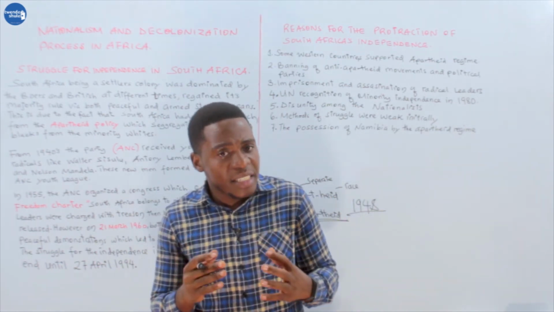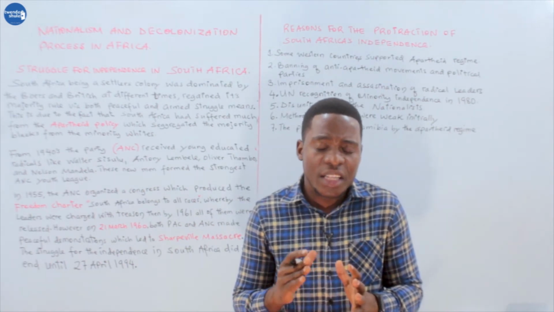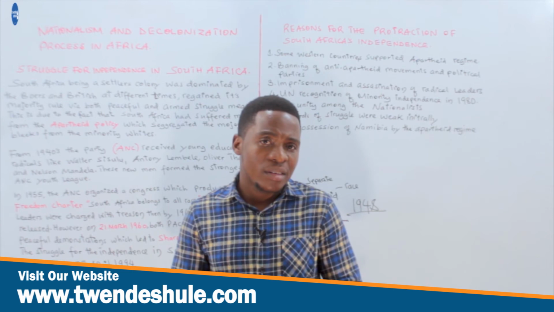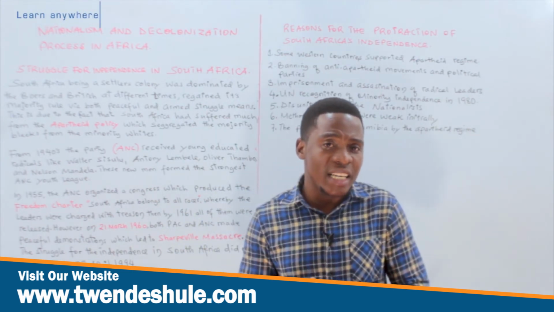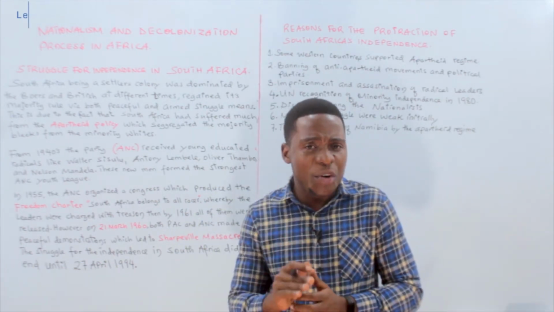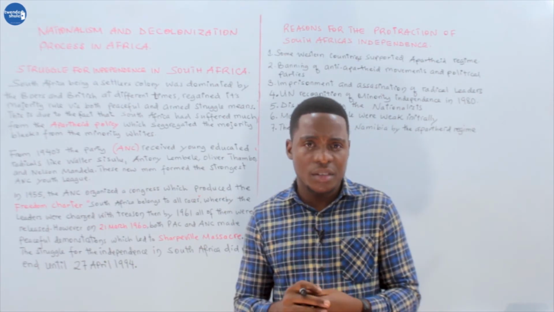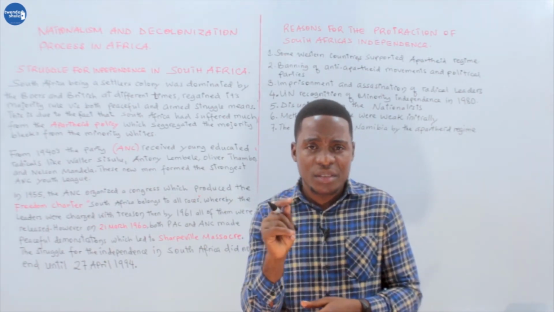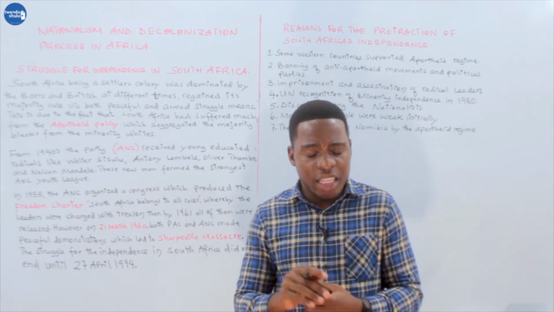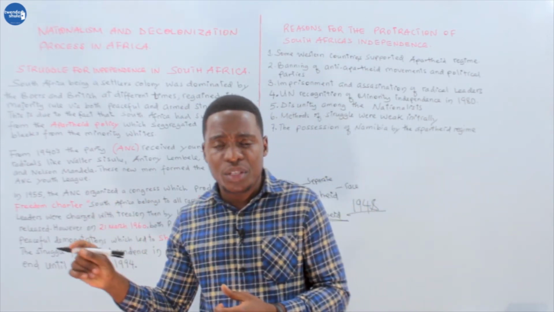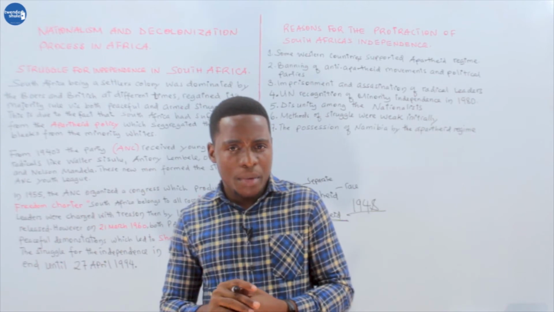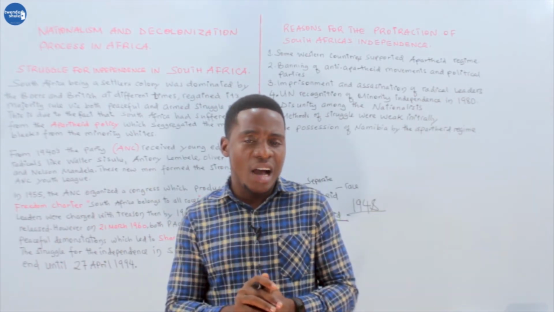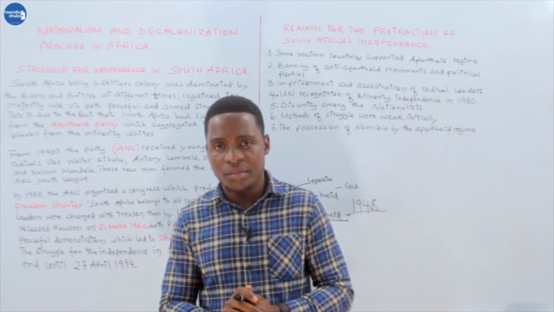Yes, since the 1920s, the people of South Africa were struggling for independence. The ANC was formed in 1935. They were struggling for independence by peaceful means. But after the introduction of the apartheid policy, they continued struggling through peaceful means. But something changed from 1960 after the Sharpeville massacre.